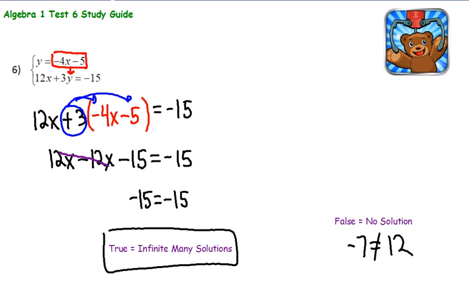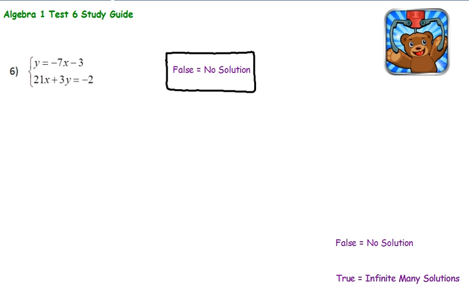All right, so let's check number 6 in the middle. You should have gotten no solution, so you should have gotten a false statement. If that's what you got, go ahead and pause and try number 6 on the right side. If you didn't get that, then let's see why no solution would be the answer. So we're going to do our substitution. We're picking up negative 7x minus 3 and dropping it off right there on the y.